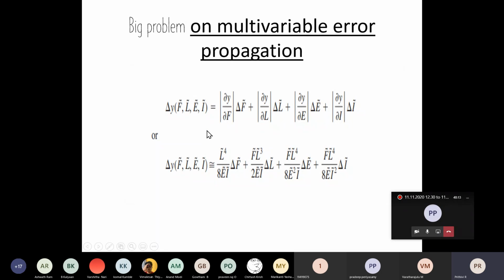So applying the Taylor series formula, we can see that the partial differentiation leads us to mod of dou y by dou F into delta F plus dou y by dou L into delta L, and all these things as given here. And then substituting the partial differentiation values, we get L power 4 by 8 EI delta F plus FL cube by 2 EI delta L plus FL power 4 by 8 E square I into delta E plus FL power 4 by 8 EI square delta I. So that's the partial differentiation.